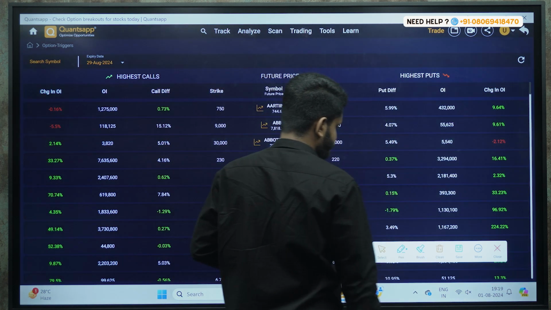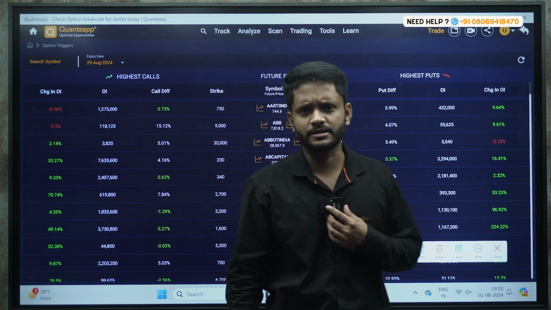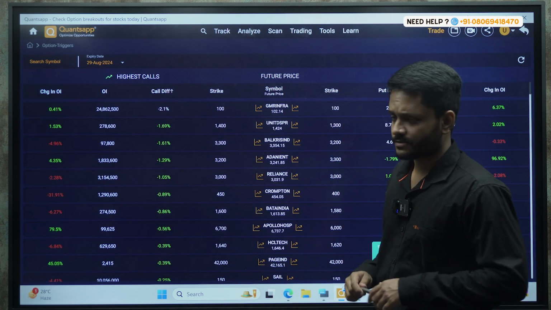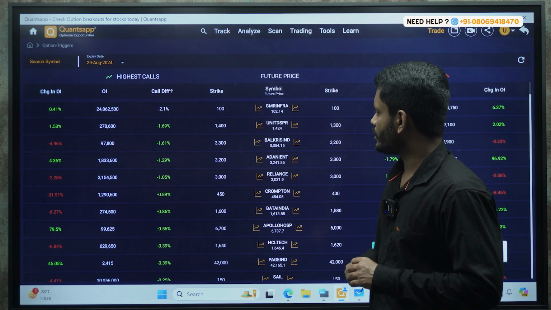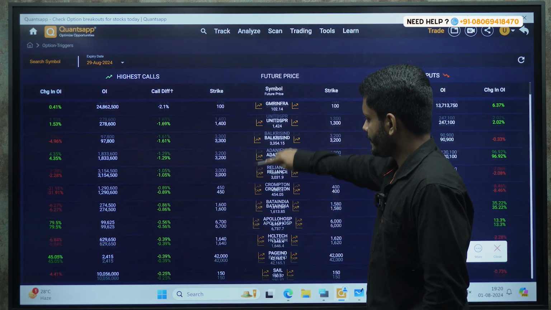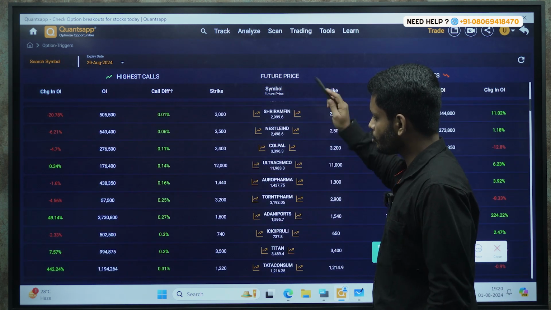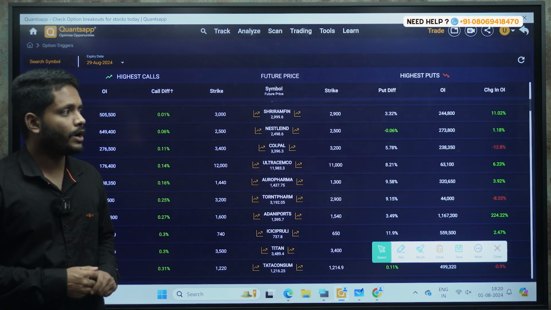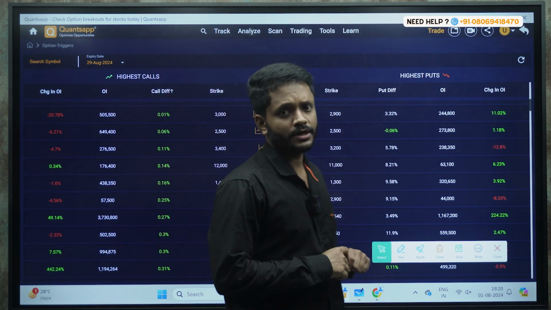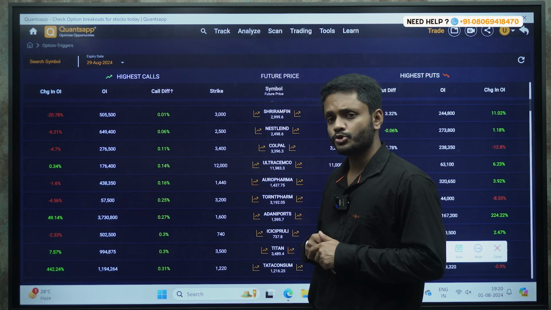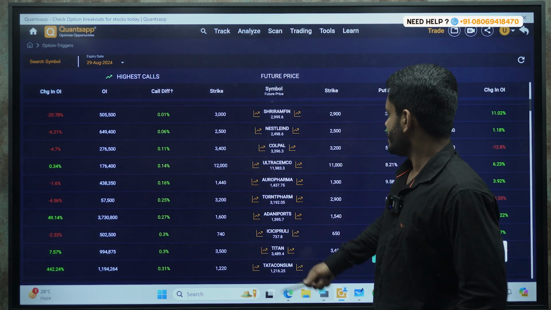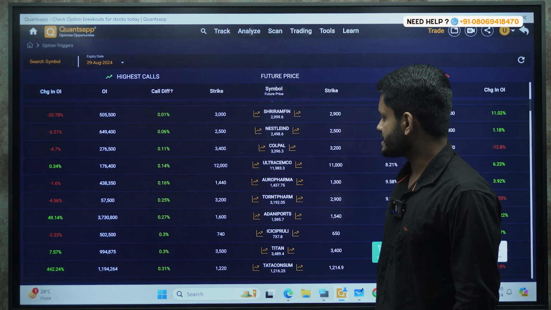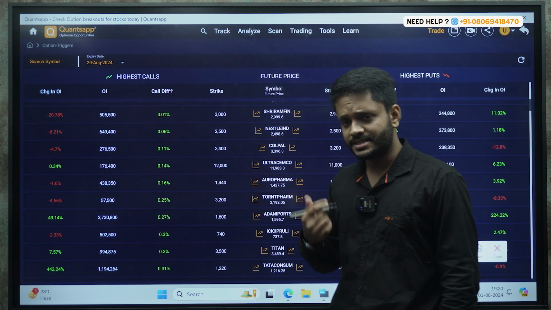Now, as soon as you open triggers, what you are supposed to do is click on this call difference. As soon as you click on it, you are supposed to scroll and find those stocks where the call difference is between 0 to 1%. What does that mean? The stock is very close to its resistance level. Say Oro Pharma, 1437 is the price, 1440 is the resistance. That means the stock is very close to its resistance.